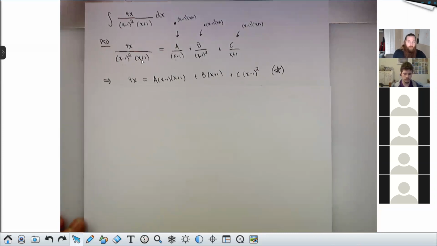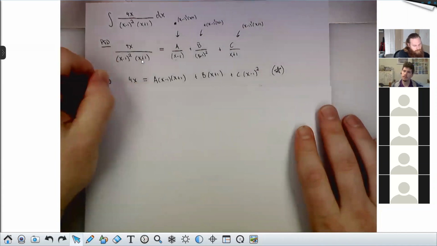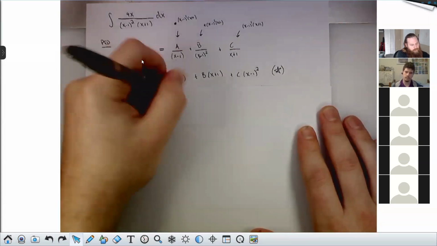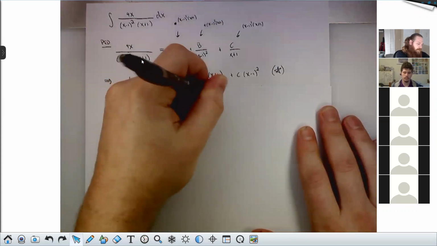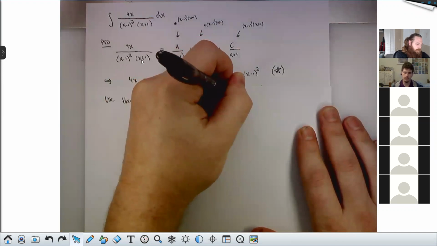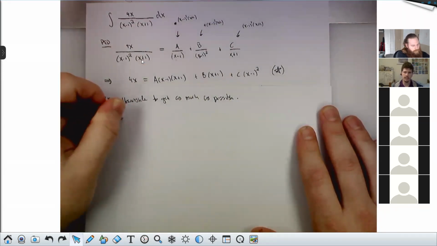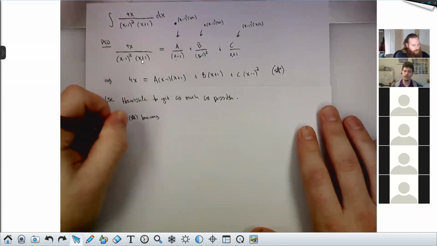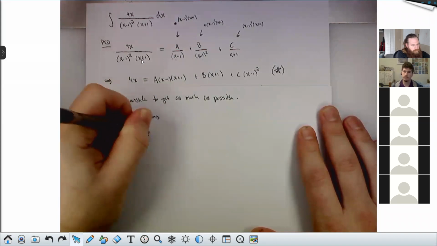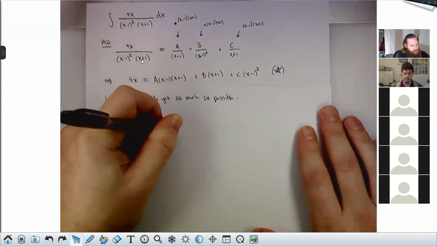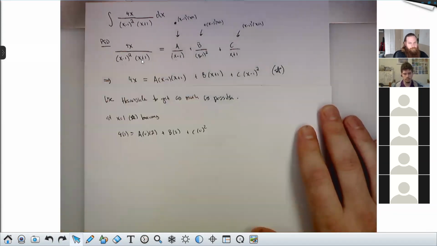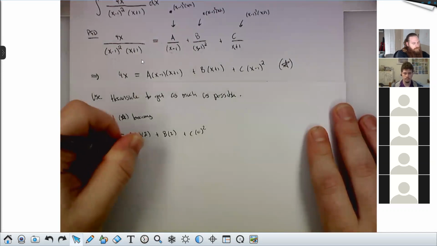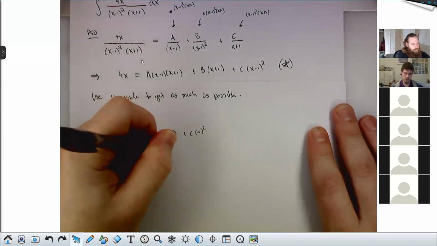First thing I want to address is what we could do to make this whole thing go faster. The answer is use a combination of that traditional method with the Heaviside method. So we're going to use Heaviside to get as much as possible. At x equals 1, star becomes 4 times 1 equals a times 0 times 2 plus b times 2 plus c times 0 squared. So we get 4 equals 2b, which means that b had to be 2.